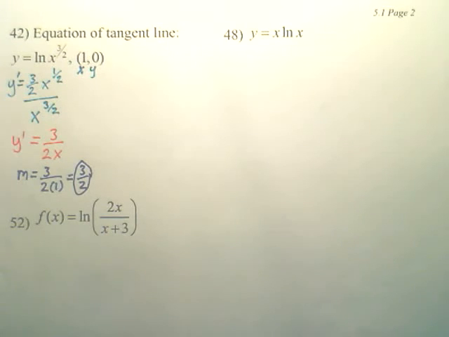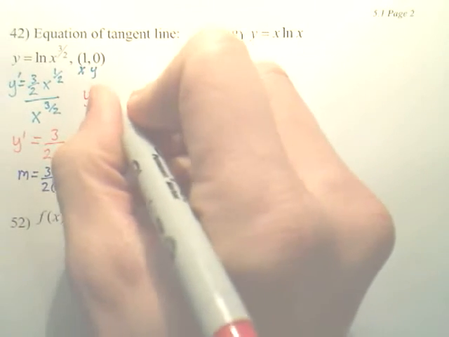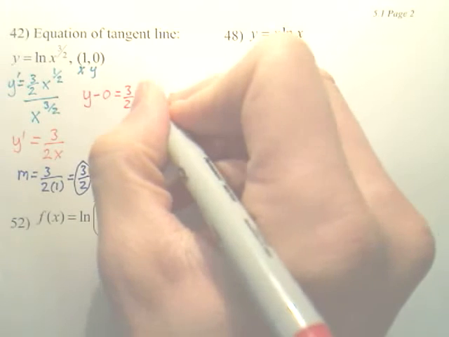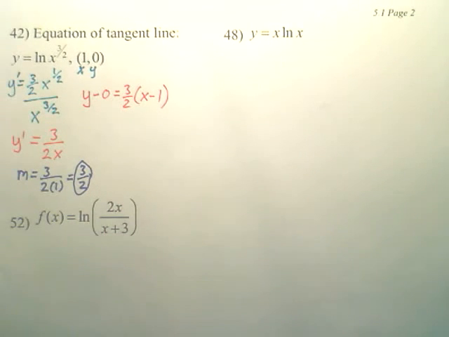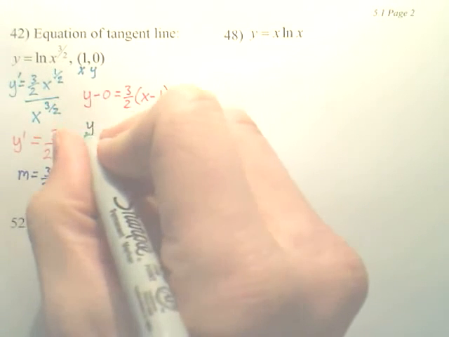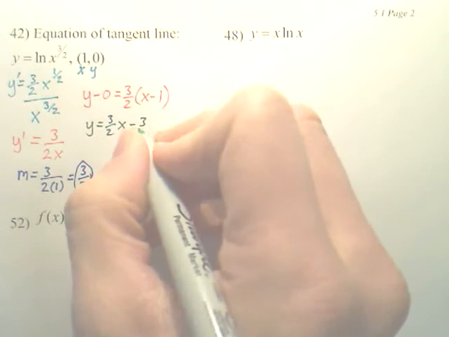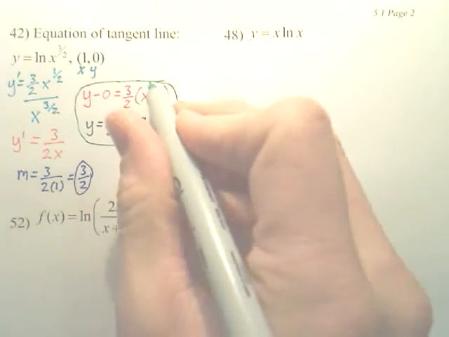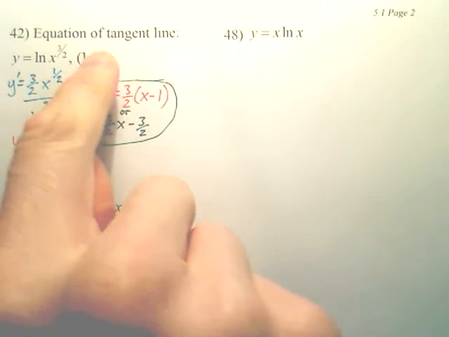And I just use my simple equation. We'll do this one. So y minus y, which is 0, equals m times x minus 1. And you can leave it like that, or, which this one's really easy, y equals 3 over 2 x minus 3 over 2. Either of these are answers. They're both tangent lines at (1, 0).